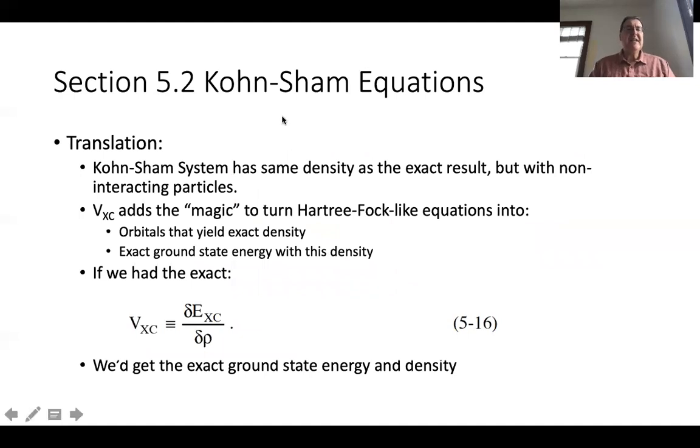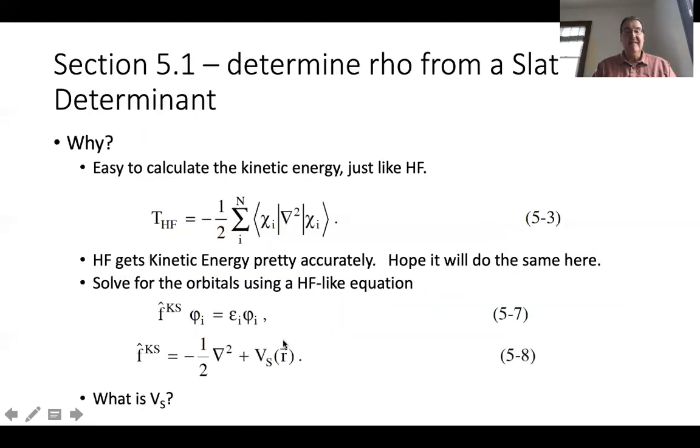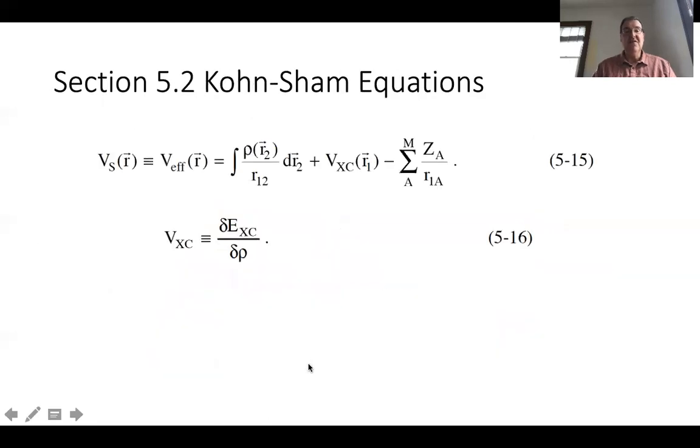Okay, so this is a translation. The Kohn-Sham system is the same density as the exact result, but with non-interacting particles. And that's under the assumption that you know what the exact exchange correlation energy is. VXC adds the magic to turn Hartree-Fock-like equations. Look, this is actually simpler than Hartree-Fock, right? We had exchange and Coulomb terms in here. It's really, and attraction nucleus. This is really simple.